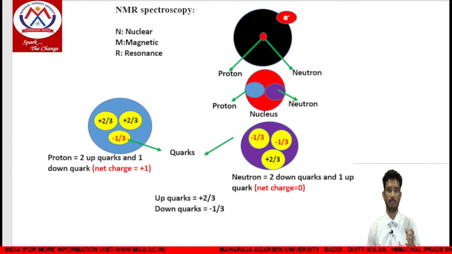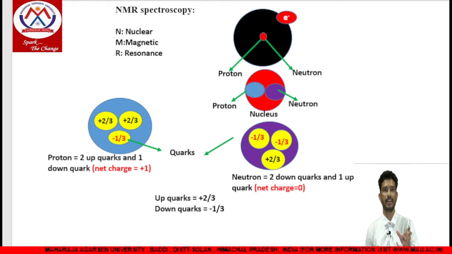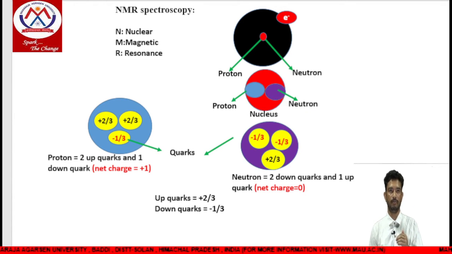Now what is magnetic? Magnetic means magnetism, and how magnetism arises in our atom, that we are going to discuss here. And what is resonance? Whenever we study spectroscopy, resonance means matching of something with something. And what is that something? When we see the definition of spectroscopy, spectroscopy means interaction of electromagnetic radiation with matter.